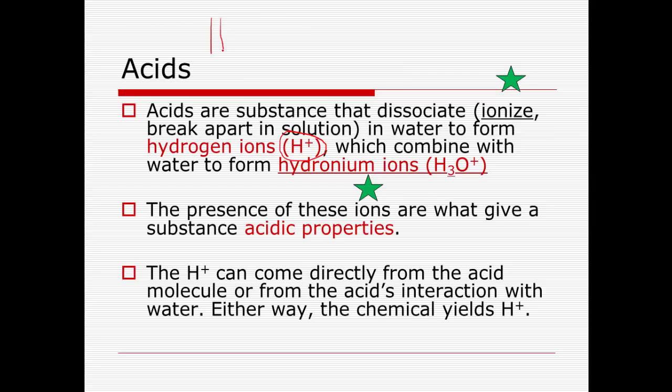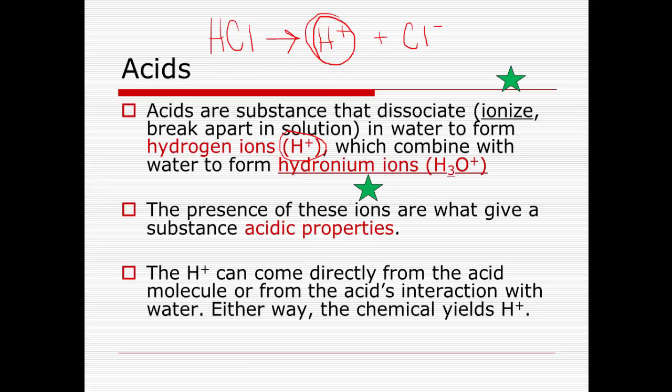So a really simple example, an acid that we're familiar with at this point in the year is hydrochloric acid. When we dissolve it into water, it actually splits apart into hydrogen and chloride. So the fact that it produces this hydrogen ion makes it an acid.